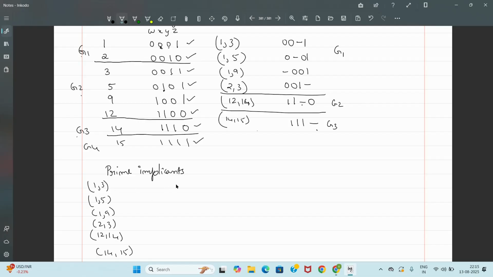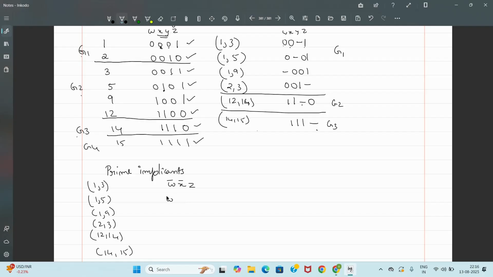Now write the corresponding equation for these. Since they've given you the variable as wxyz, you have to write the equation in terms of wxyz. And I've told you if it is 0, it is complemented. If it is dash, that variable is not there. If it is 1, you write the variable as it is. So this is wxyz. For the 1 comma 3, the equation becomes w bar x bar. There is no y, z. So it will be w bar x bar z.